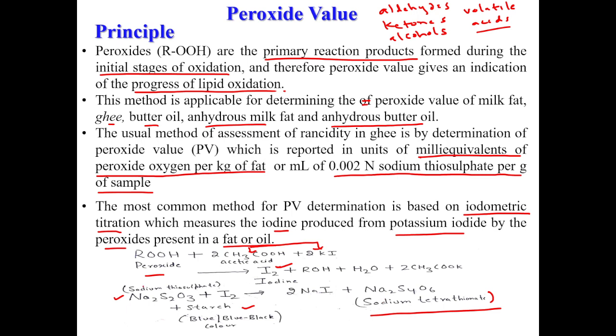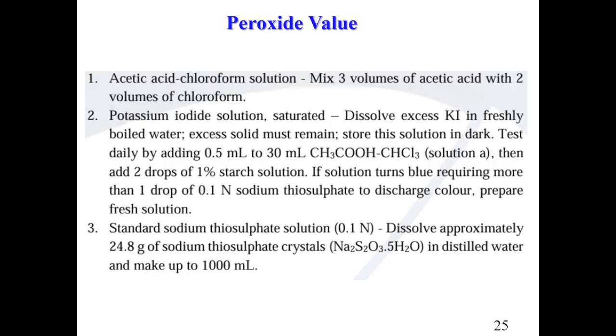Again repeating, peroxides release iodine from the acidified KI, and the iodine which is released is titrated with the sodium thiosulfate in the second part of the reaction using starch as indicator. So initially the color will be blue black, which will convert to a colorless endpoint. That titer value which will be obtained will be applied in the formula that we will see in the coming slides. Now what reagents are required?